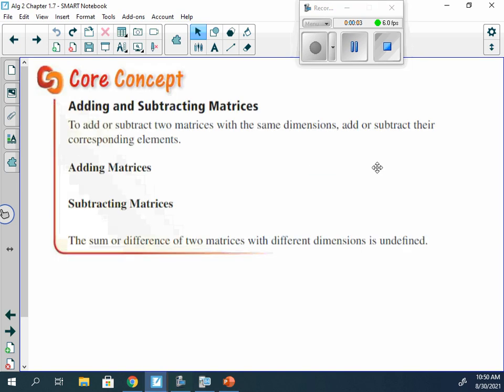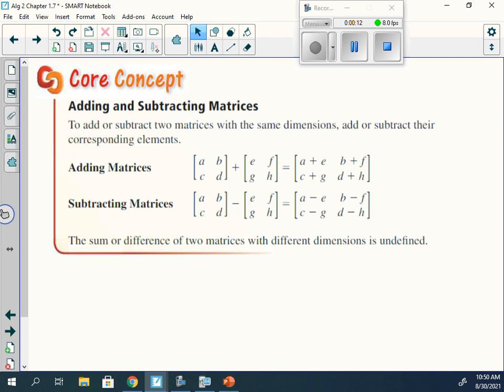What we're looking at today is matrix operations. The main thing we're going to look at today is addition and subtraction. Now, to add two matrices with the same dimensions, add or subtract corresponding elements. So you can write this down if you want.